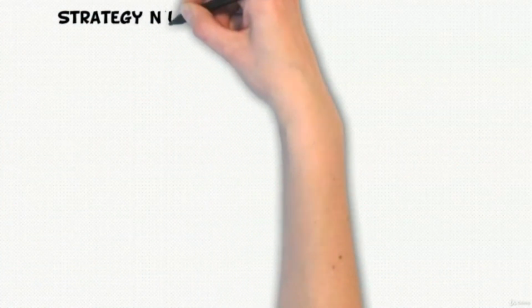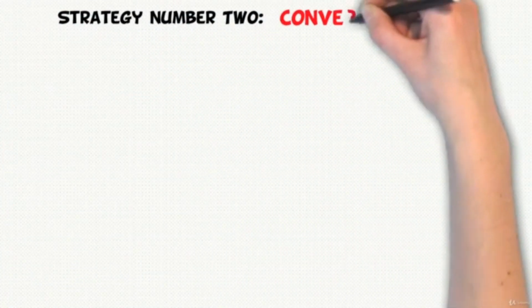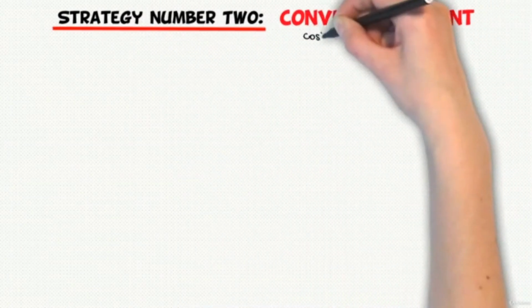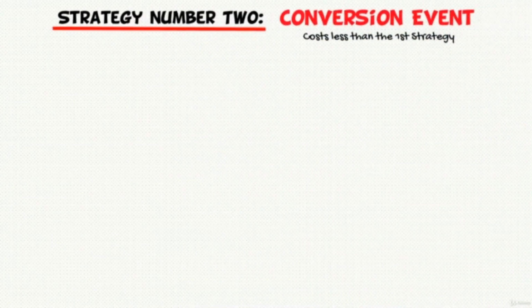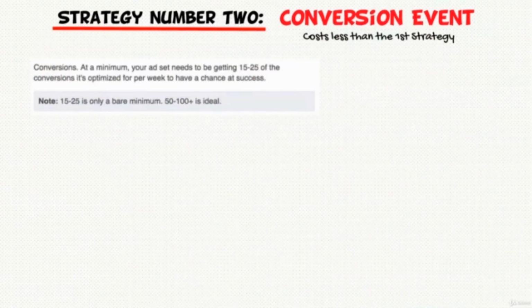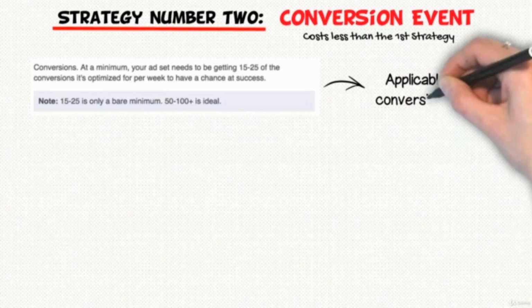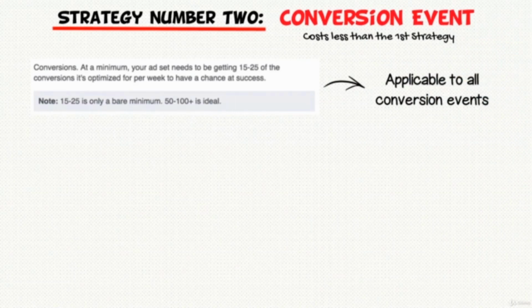Let's get back and analyze other options for conversion event. The strategy I will present to you now costs less than the first one. But before we move on, you need to keep in mind that this rule, you should select a conversion event that's being completed at least 15 to 25 times per week, is applicable to all conversion events.